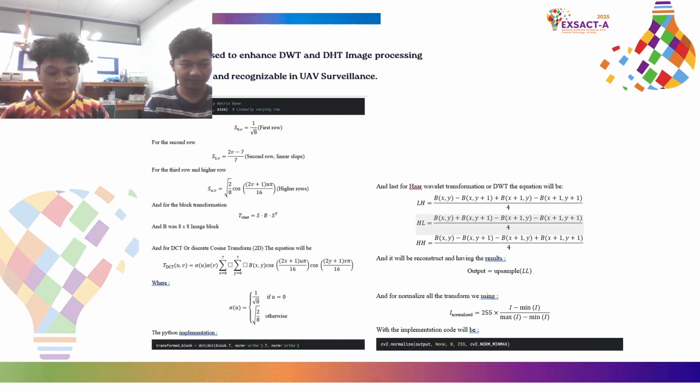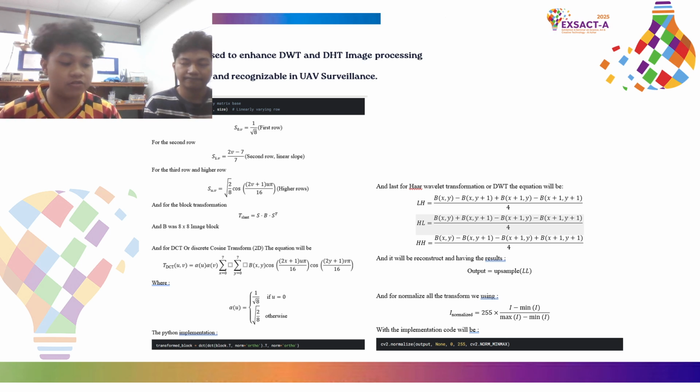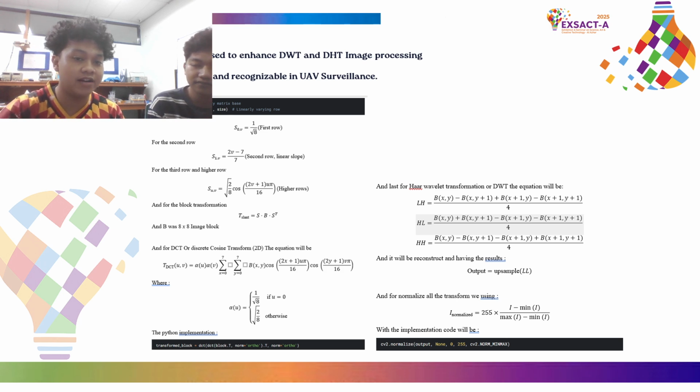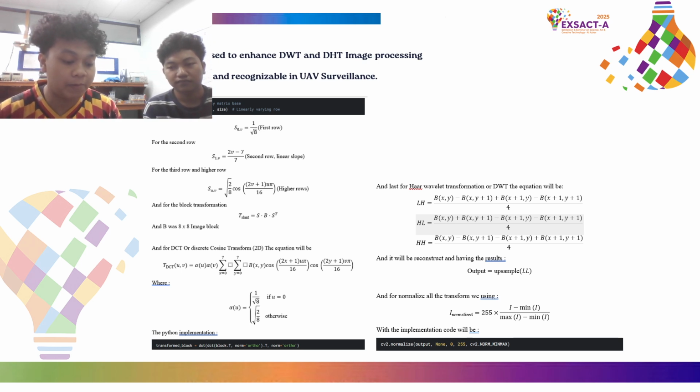Okay, so before we go into the results, we should know about the method that we use for this image processing. So we use a slant matrix construction. As you can see on the screen, the first row is S sub 1 V equals (2V minus 7) over 7. And in the third row or higher rows, S sub U V equals square root of 2 times cosine of (2V plus 1) times U pi over 16.